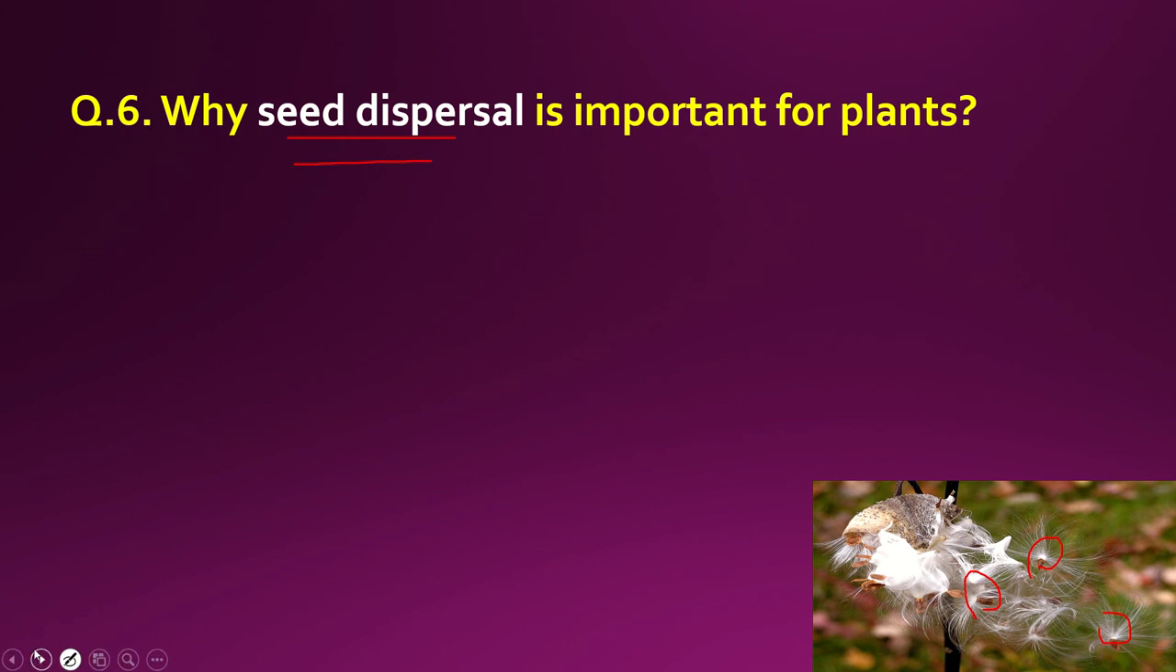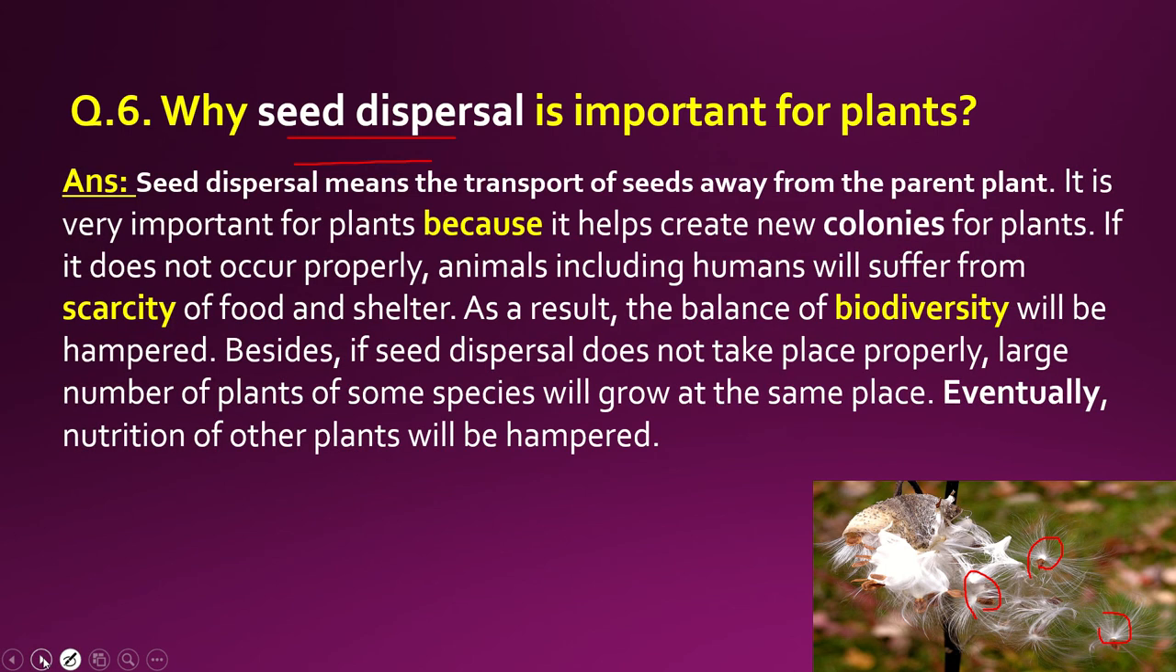So yeah, let's see the answer. Seed dispersal is a process where seeds fly to another place, maybe to another country. There is a mountain, and the seed is trying to plant here in another country or another place. Maybe it's Bangladesh, it flies to India, and they are planting here and producing seeds here.